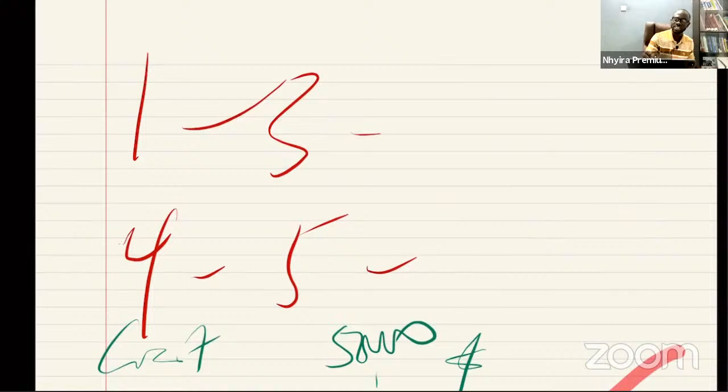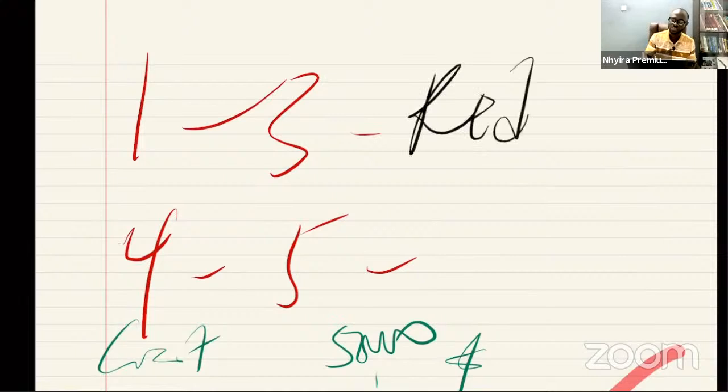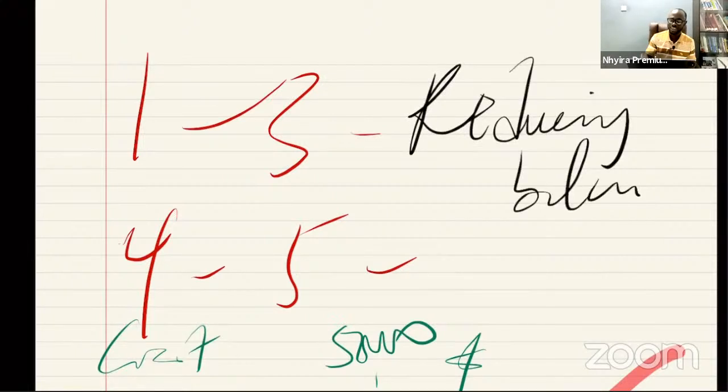Please, don't take this one in the exam. Ishira is giving you bomb here. Class 1 to 3 is reducing balance. Thank you, Nana. 4 to 5 is the straight line method.